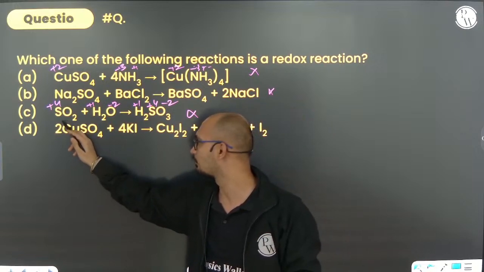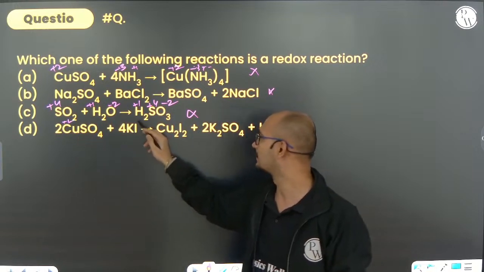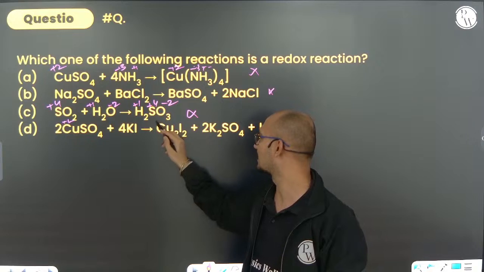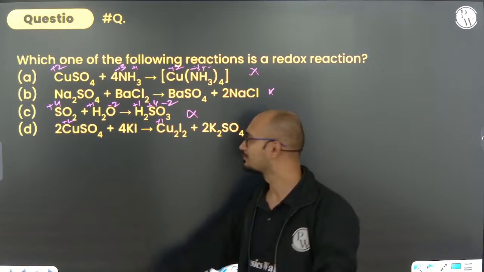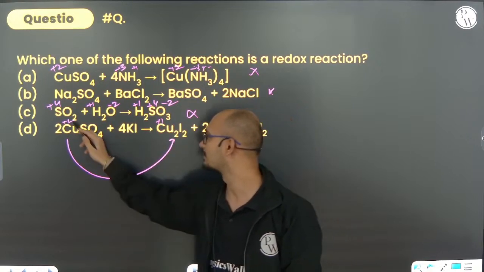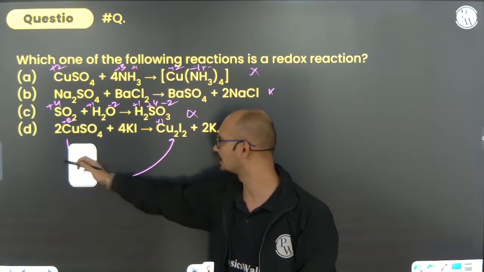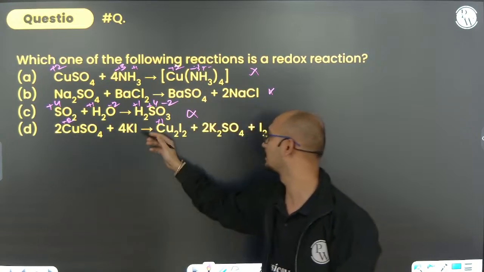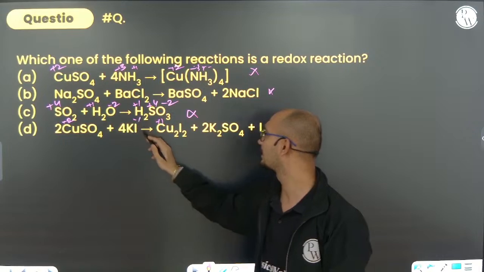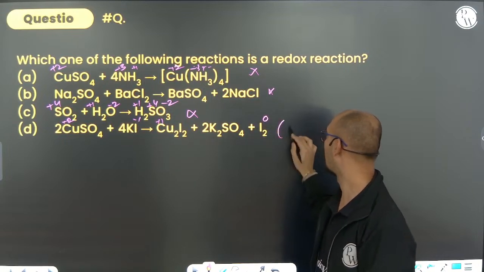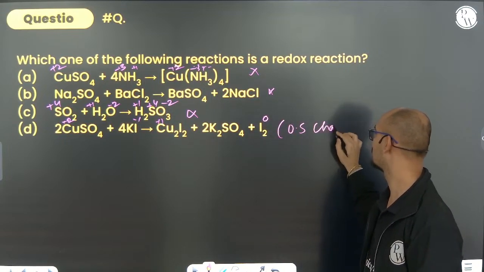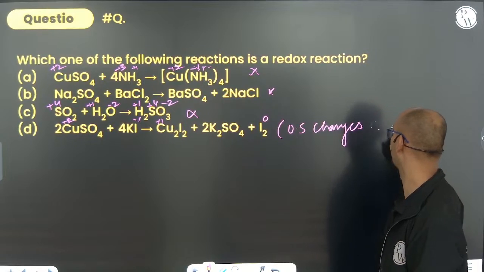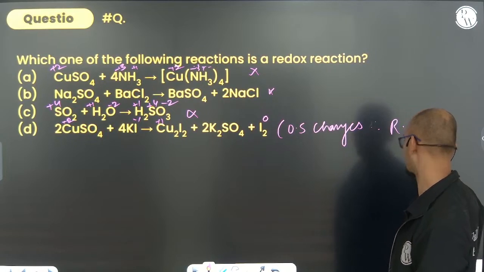Can you see CuSO4? Here it is +2. With KI, here we get Cu2I2. Can you see that copper is now +1? So going from +2 to +1, it is getting reduced. Here I is -1 and going to 0. So here the oxidation states change. Therefore it is a redox reaction. Not a big deal.